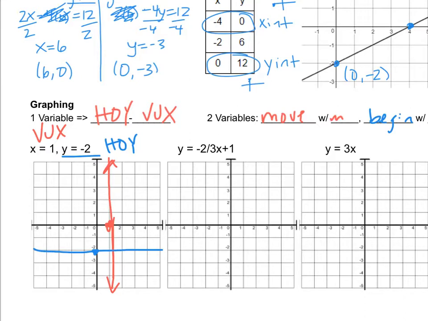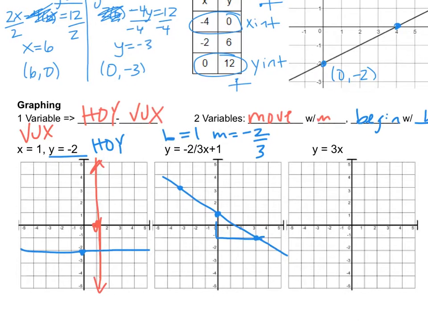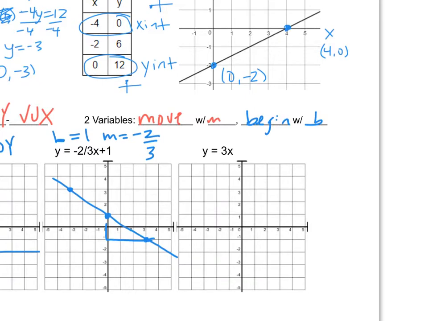All right. Looking at the next one, it has two variables. So my b, where I'm going to begin, is 1, and my m is -2/3. So begin with b, which is 1, and move with m, which is down 2, and right 3. And if you want, you can keep going in the other direction to give you some more points. This one gave us a little trouble when we were on the quarter test and trying to graph this line.